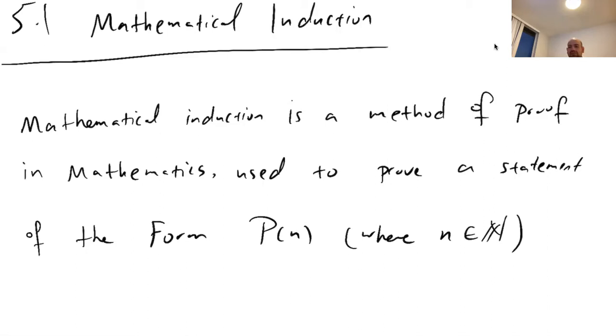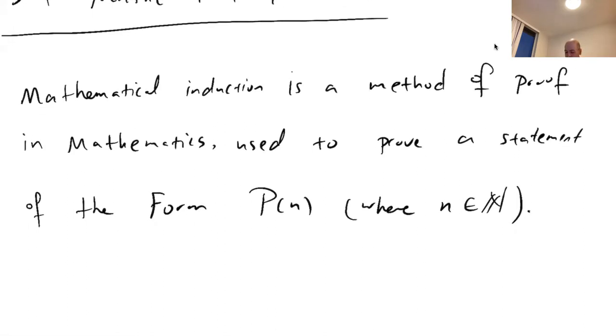So please remember that at the beginning of the semester, when we talked about propositions, we saw that some propositions could depend on a variable, let's say n or x, and the truth of those propositions also depends on the value of the variable. So let's consider a proposition of the form P of n. And if we want to prove that this is true for every n in N, so every natural number, then we can use a method called mathematical induction.